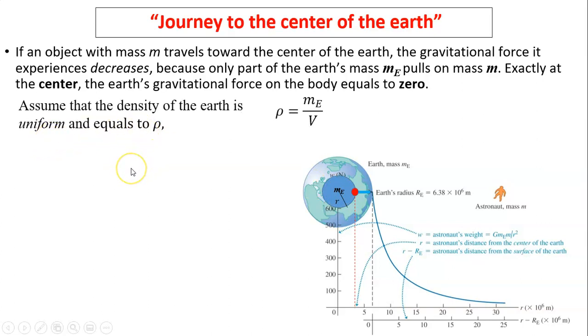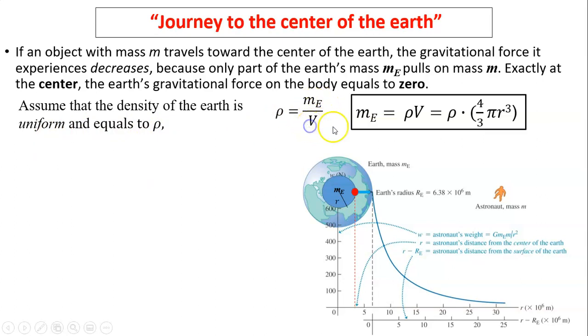Assume the density of the Earth is uniform and equal to rho, so rho equals M over V, mass over volume. From this equation, we can figure out the mass of this inside part of the Earth, which equals the density times the volume. The volume of a sphere is 4/3 pi r cubed. This r is the radius of the inside part.